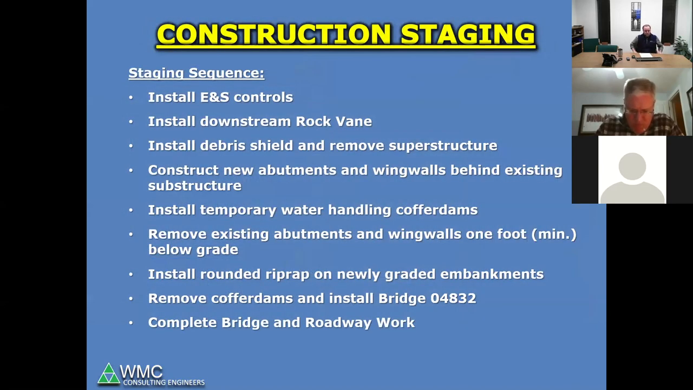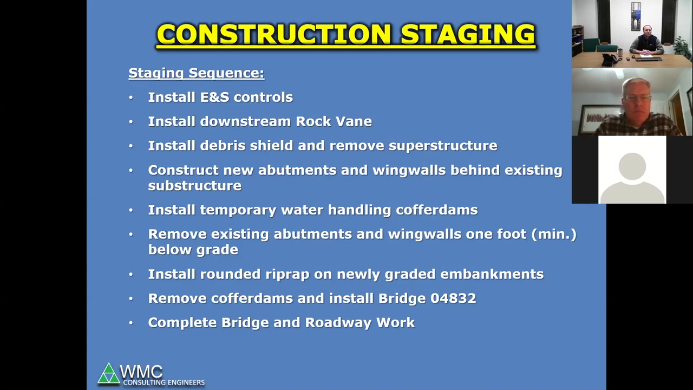Construction staging. We'll install the erosion and sedimentation controls. And as I get to the next slide, you'll see the plans. There's going to be a rock vein installed downstream of this bridge. After that's complete, we plan on installing a debris shield and removing the existing superstructure. We'd like to construct the new abutments and wing walls behind the existing substructure, utilizing them for water handling purposes.